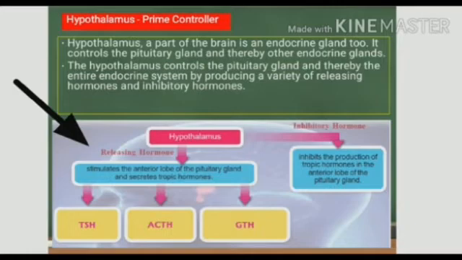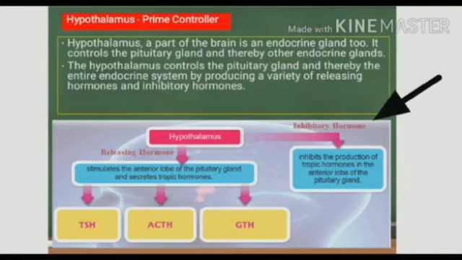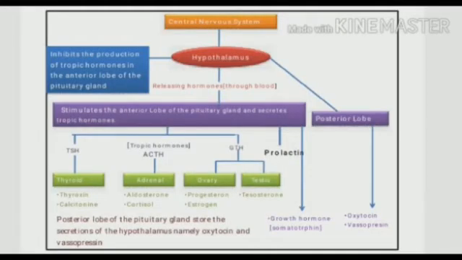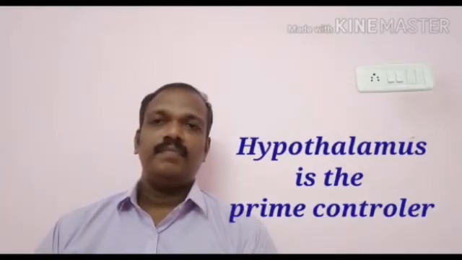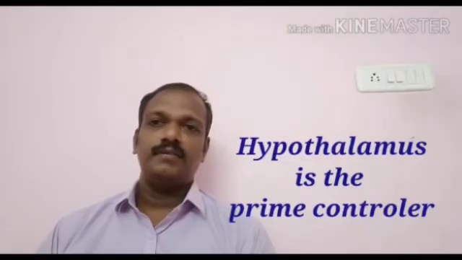The second hormone secreted by the hypothalamus is the inhibitory hormone. If the hypothalamus wants to inhibit, to stop the action of other endocrine glands, it secretes inhibitory hormone. Inhibitory hormone reaches the anterior lobe of the pituitary. It stops the secretion of tropic hormone. So, this is why the hypothalamus controls the secretion of many endocrine glands. So, the hypothalamus is known as the prime controller.